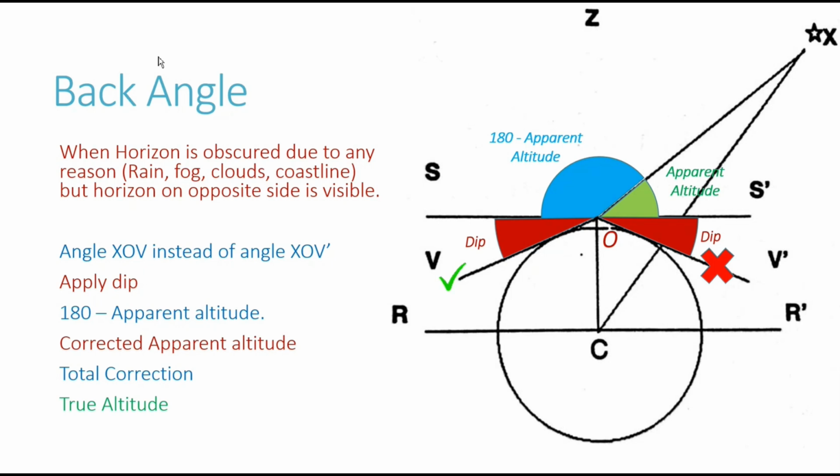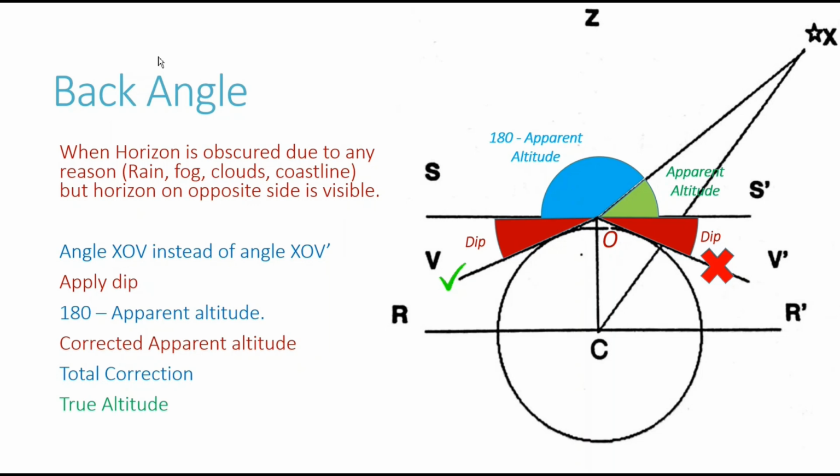Sir, back angle and X meridian are two different things, no, sir? Yes, beta, they are totally different things. Back angle is a method of taking the altitude using a sextant. X meridian is a technique which is used to solve the site, a calculation technique.